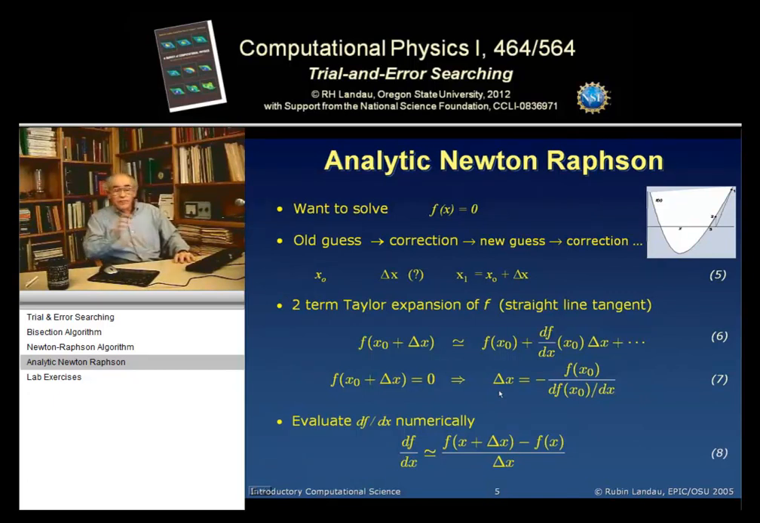How do we do the derivative? Well, if you know the function, we haven't yet really spoken about derivatives.